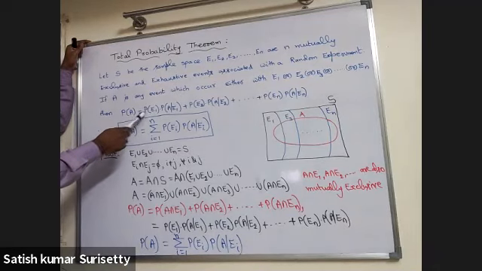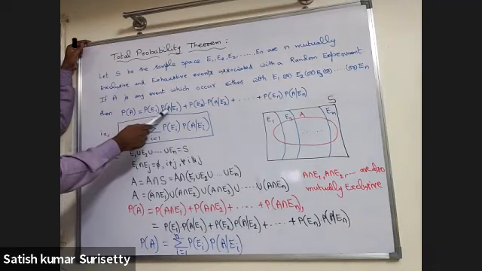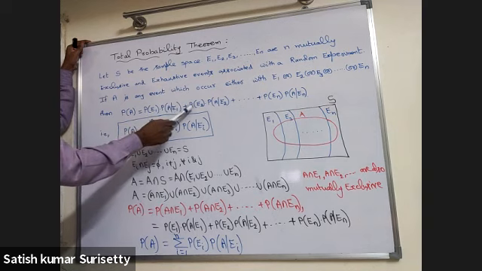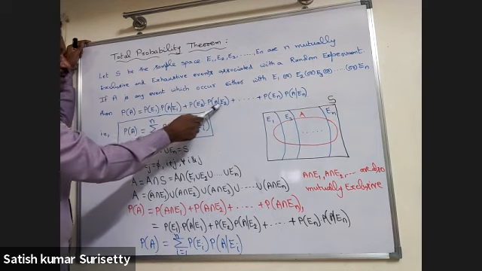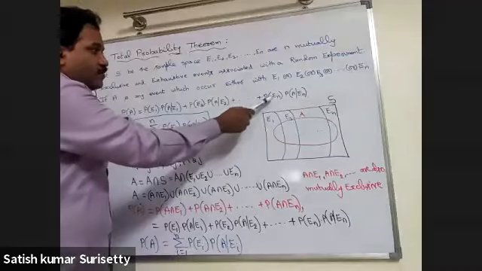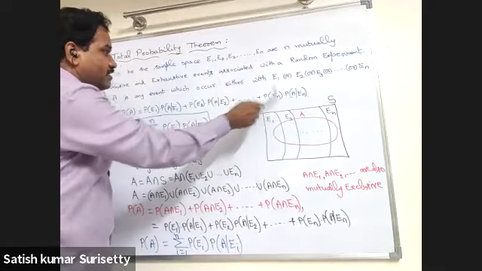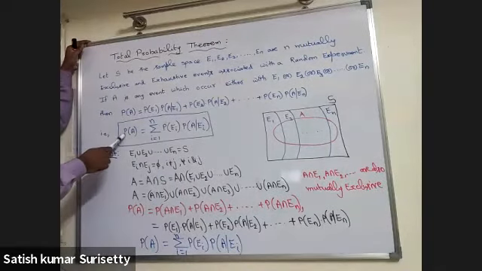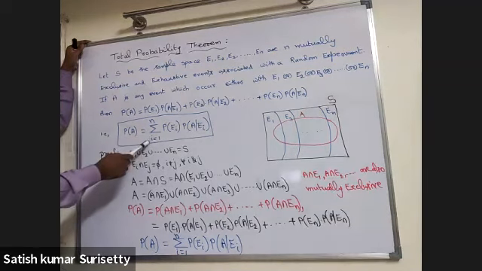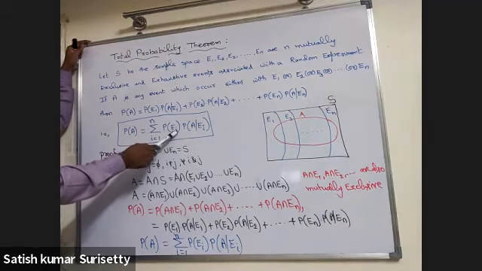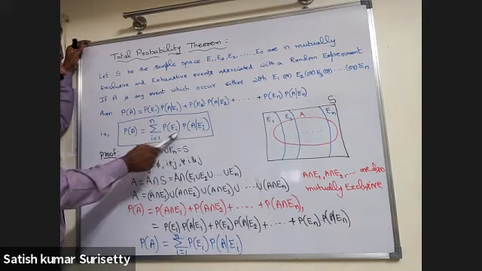of A we can write as probability of E1 into probability of A given E1 plus probability of E2 into probability of A given E2 and so on, probability of En into probability of A given En. That is, in sigma notation, probability of A equal to sigma i equal to 1 to n, probability of Ei into probability of A given Ei.